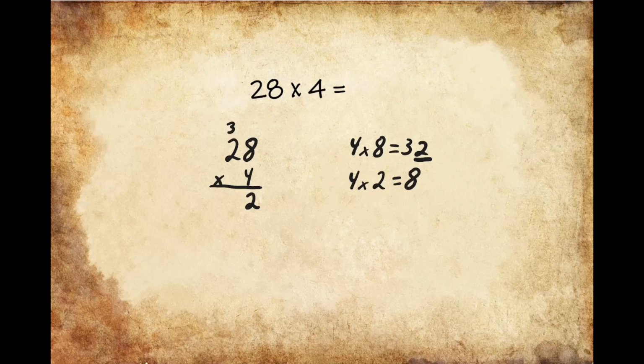But now we need to account for the remaining 30 that we had from earlier. So for that, I'm going to add the 30 onto the 80 here. So I'm going to add 8 plus 3, which will give me 11. And I'm going to just write 11 here in the answer. So as we can see here, 28 times 4 is going to give us the product of 112.